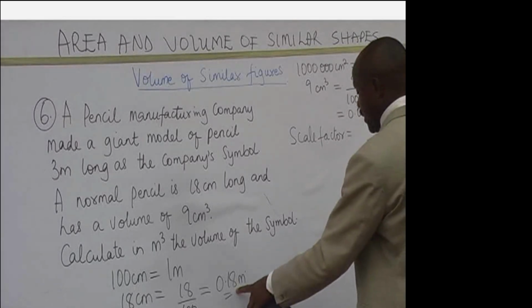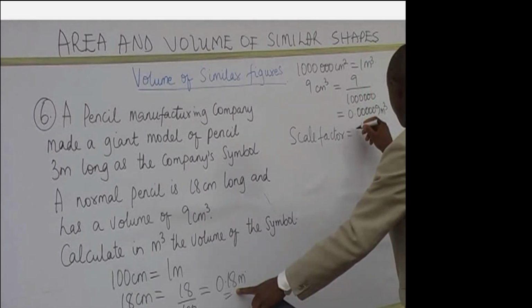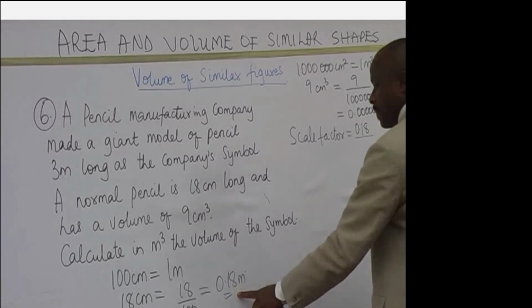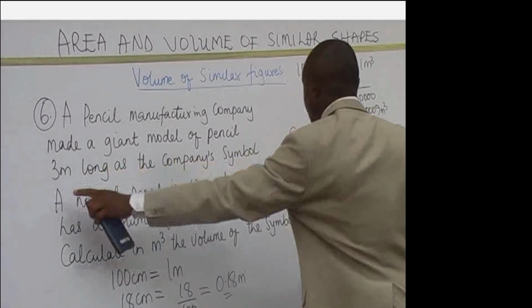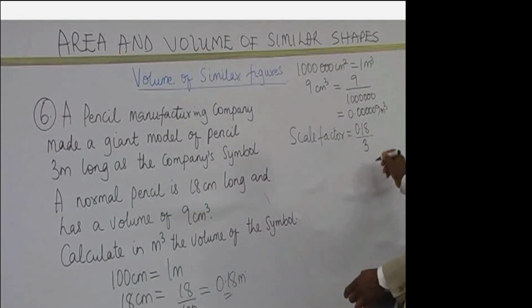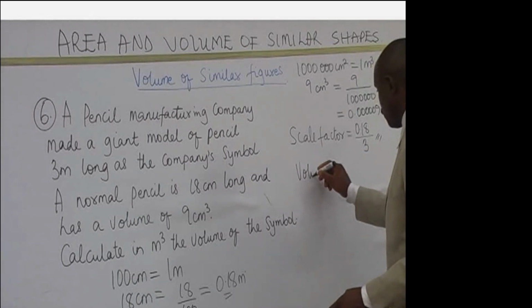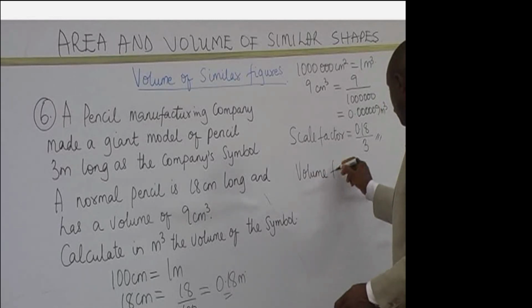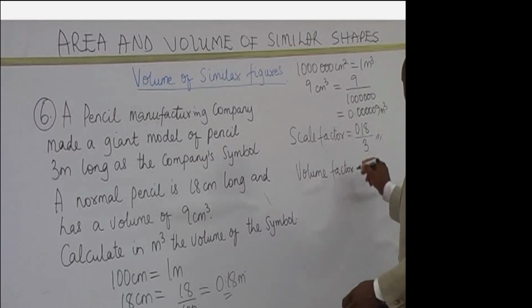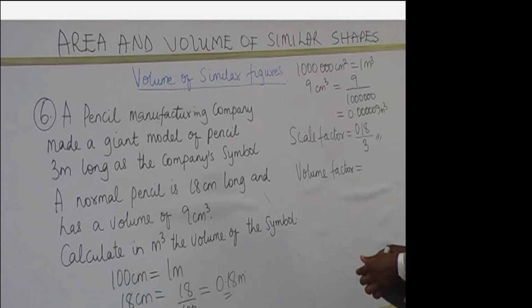Our scale factor now is going to be the length of the normal pencil, which is 0.18 meters, divided by the length of the symbol, which is 3 meters. This is our scale factor. Then our volume factor, or ratio of volume, is going to be the cube of the scale factor, which is 0.18 divided by 3 all cubed.